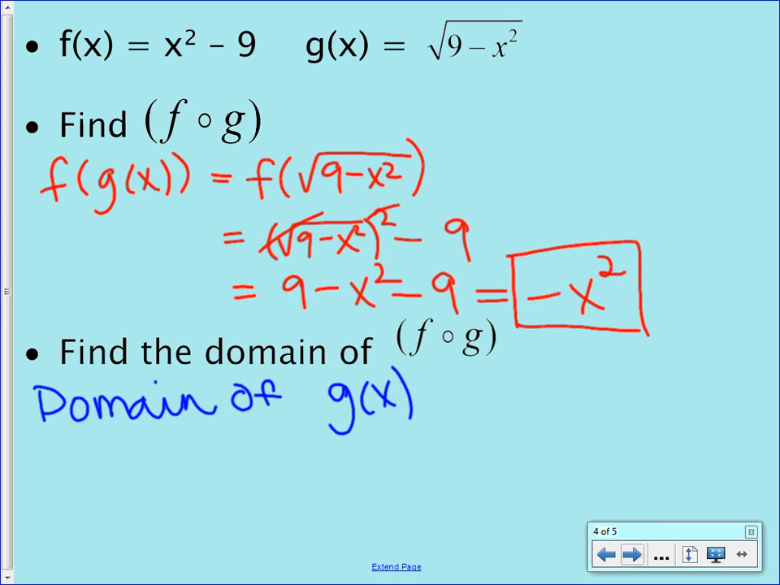Okay, what kind of function is g of x? It has a what? And it has a square root, right? And what do we know about the domain for any square root? Whatever's underneath can't be negative. Okay, so 9 minus x squared has to be bigger than or equal to 0, right?